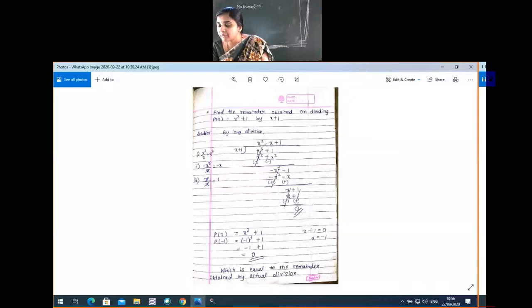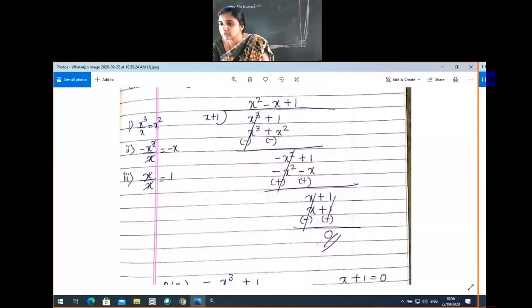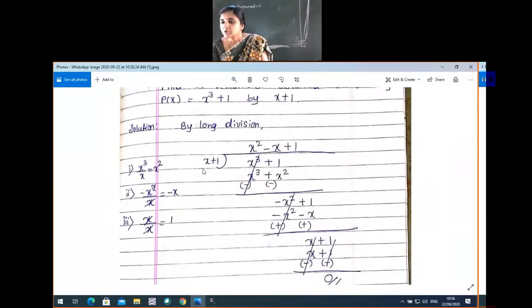First we take the dividend's first term, x cube, and divide it by the divisor's first term, x. Let me zoom. Here, x cube is the first term of the dividend, and x is in the divisor. So x cube by x: x and x get cancelled, x square is remaining. In the quotient part we write x square.